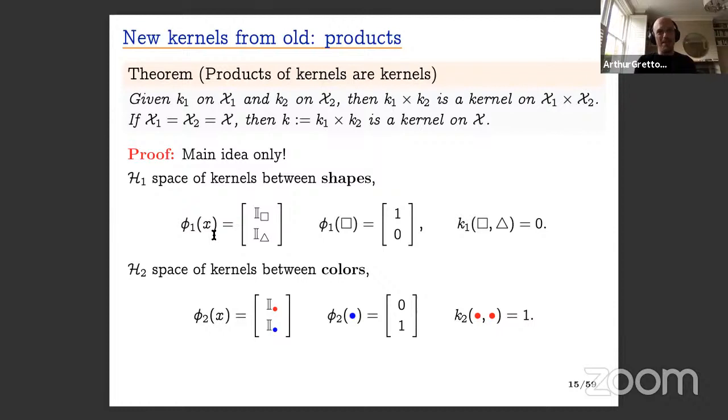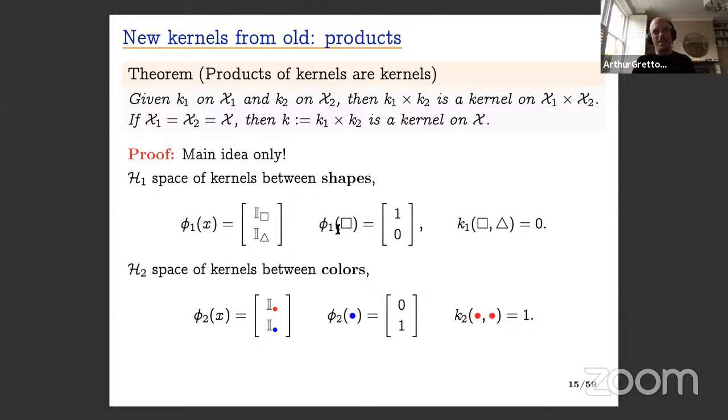On the previous slide, I talked about combining kernels on shapes and kernels on colors. So let's say that I have a feature map here, phi1, which is a feature map that describes shape. So let's say the objects in my world have one of two shapes. It has either a square or a triangle.